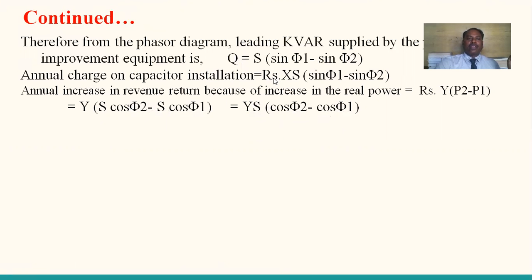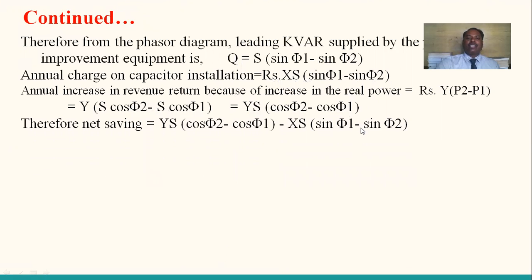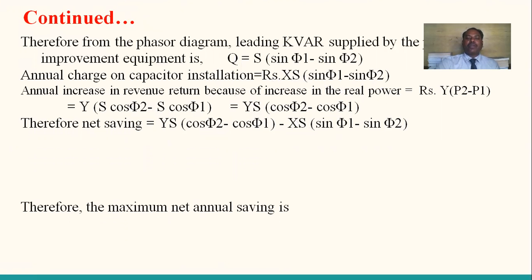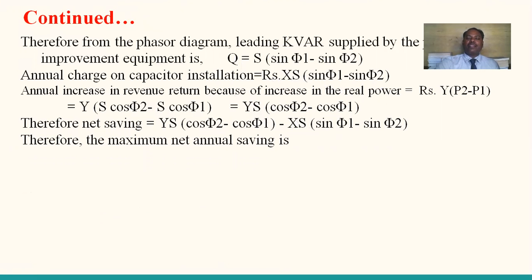So the annual charges on capacitor installation came, and the revenue return came. Therefore the net saving, which is the difference between them, is Y S (cos phi 2 minus cos phi 1) minus X S (sin phi 1 minus sin phi 2). The maximum net saving is to be obtained by differentiating with respect to phi 2 and equating to 0.